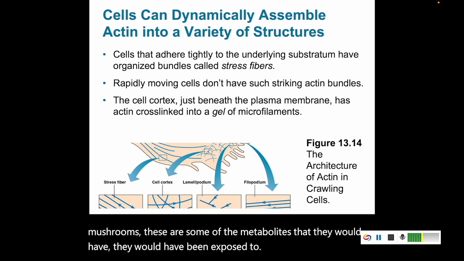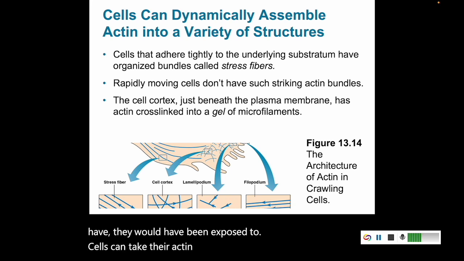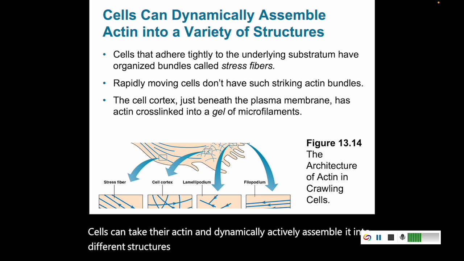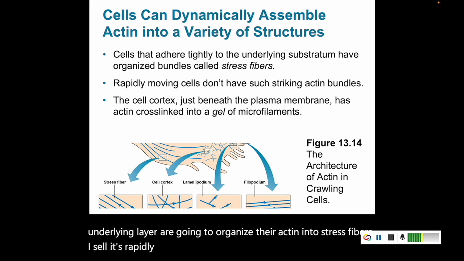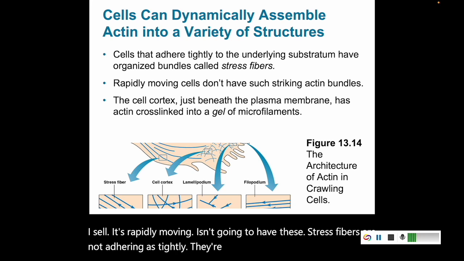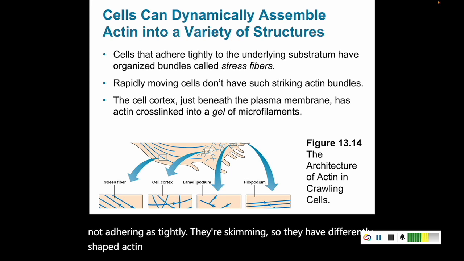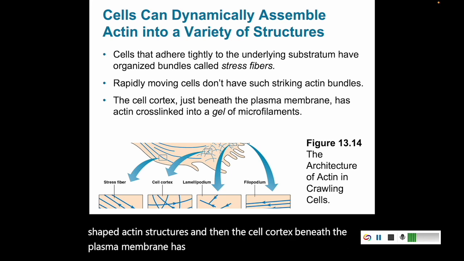Cells can take their actin and dynamically, actively assemble it into different structures. Cells that are adhering tightly to their underlying layer are going to organize their actin into stress fibers. A cell that's rapidly moving isn't going to have these stress fibers; it's not adhering as tightly, it's skimming, so it has differently shaped actin structures. And then the cell cortex beneath the plasma membrane has actin cross-linked into a gel.